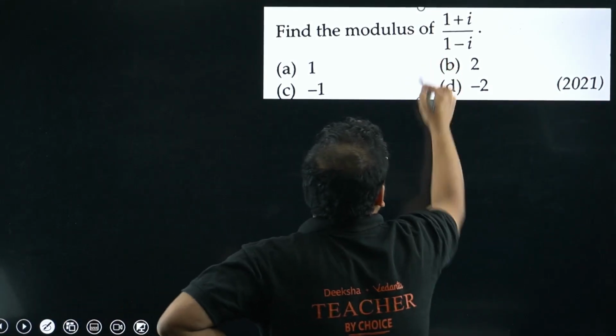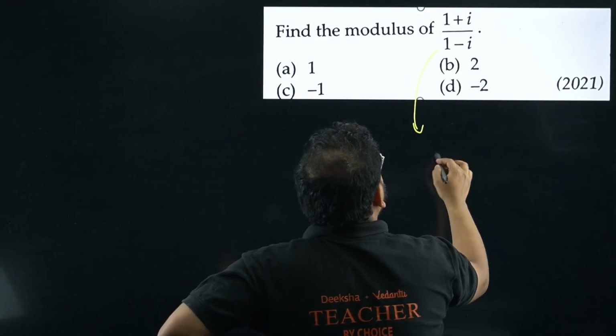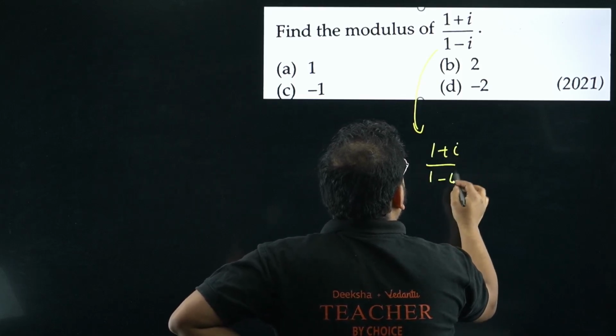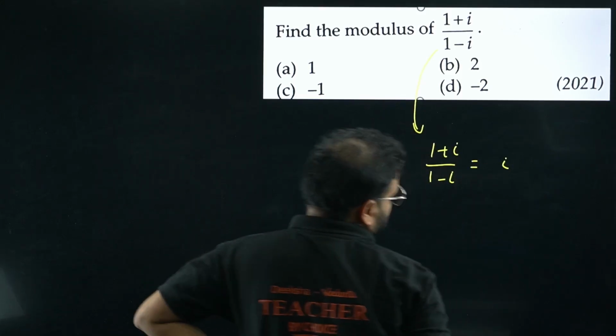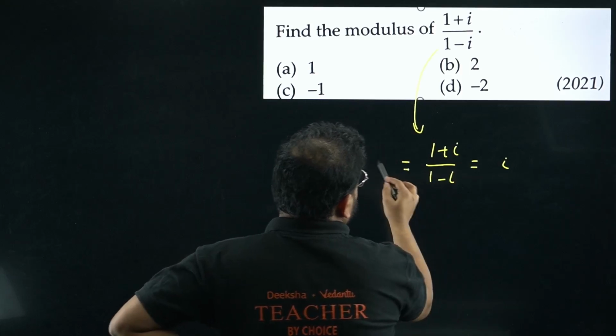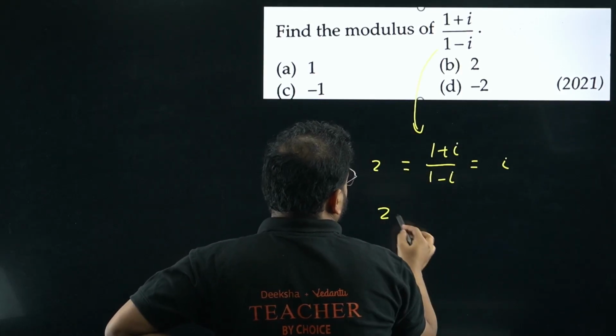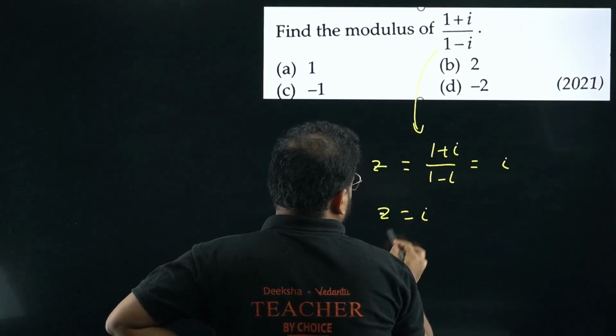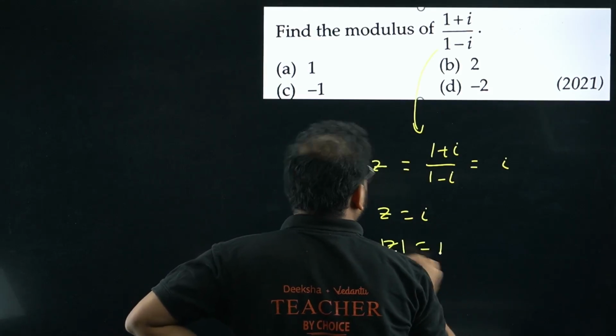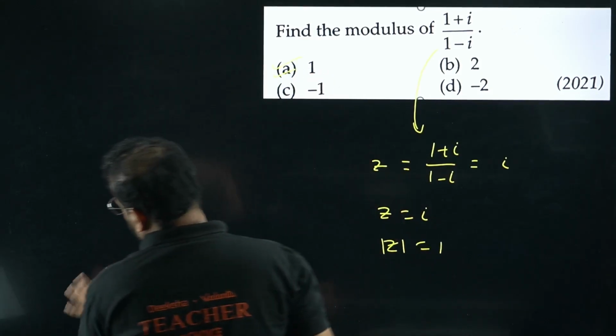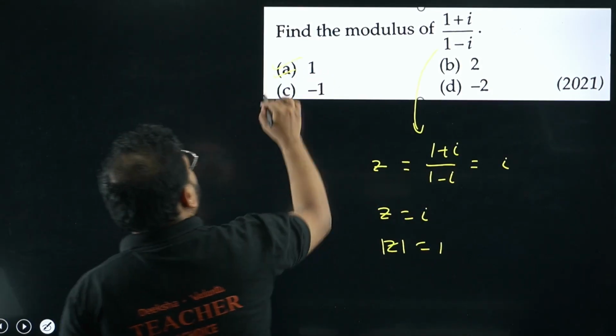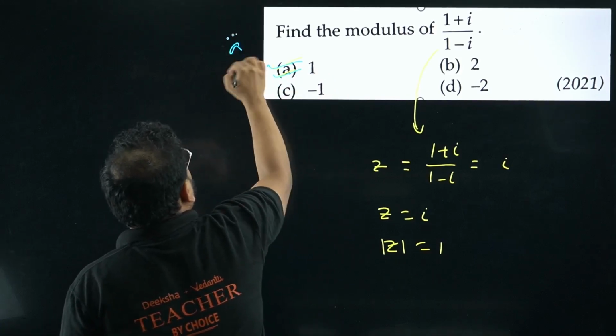If you have seen my other sessions, we know that (1 plus i) upon (1 minus i) will become i actually. So I'll have the modulus of this. If z is nothing but i, it means mod of z will be 1. The answer should be option A. If you're asking how it is option A, I can tell you that as well.